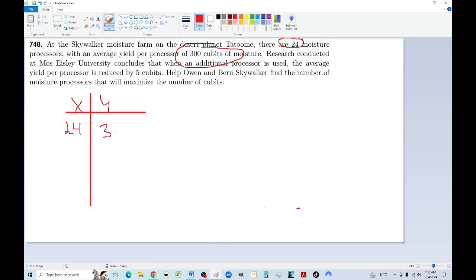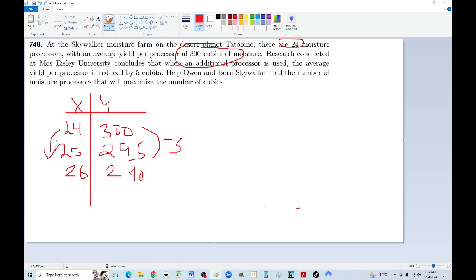And they tell us when I add a processor, we get 5 less qubits. So we can keep going. To add a processor, 5 less qubits. We can see that this is a linear relationship. It's going down by 5 for every X unit that's going up.